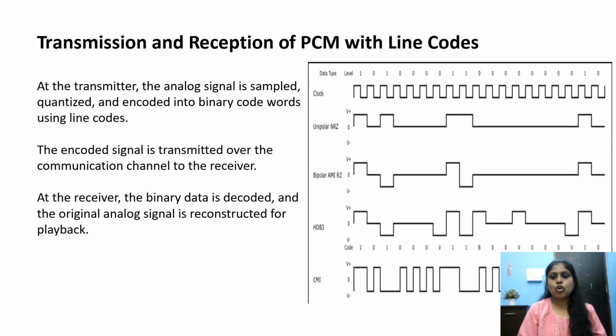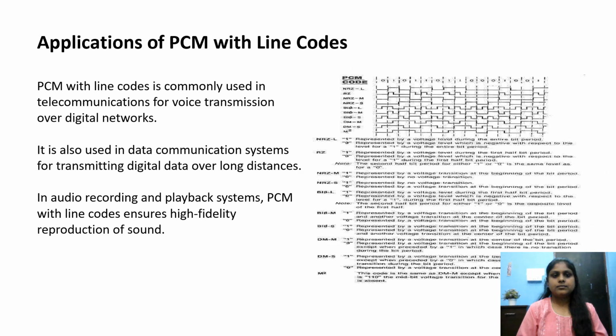Transmission and reception of PCM with line codes. At the transmitter, the analog signal is sampled, quantized, and encoded into binary code words using line codes. The encoded signal is transmitted over the communication channel to the receiver. At the receiver, the binary data is decoded and the original analog signal is reconstructed for playback.